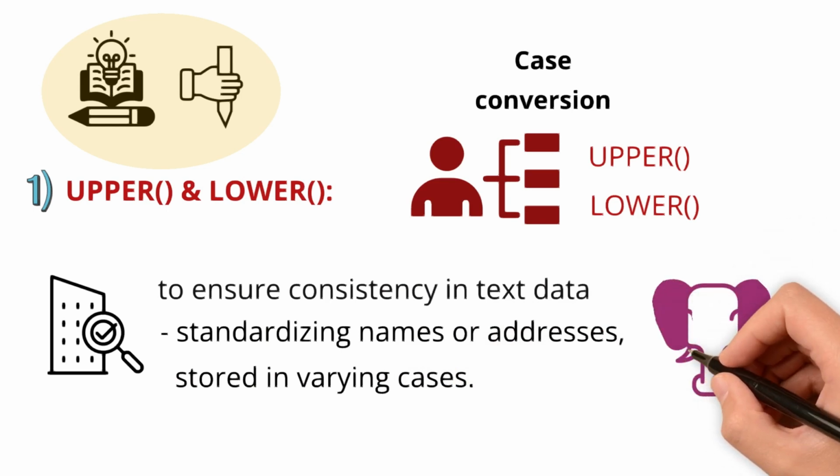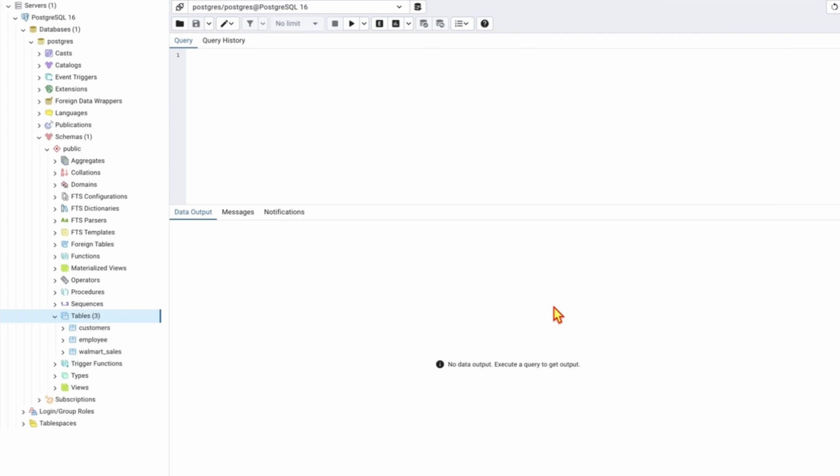Now let's practice these on PostgreSQL. Open PostgreSQL. First one, upper and lower functions. These functions can be applied on constants as well. Let's see the syntax of that. Upper of string expression. Since you want to see the output of the data, always combine it with select. Select upper of string expression. This is the syntax.